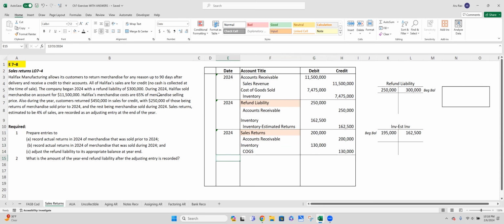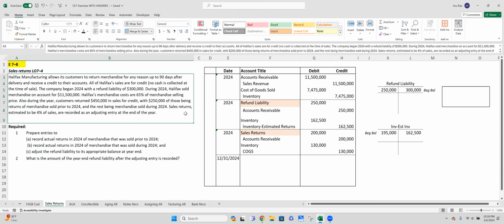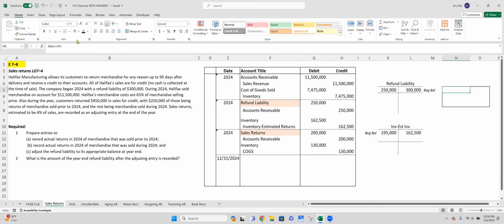Okay. Now finally, we will do the adjusting entry part C to decide what the refund liability should be for the end of the year. So last sentence given over here, sales return is estimated to be 4% of sales and recorded as an adjusting entry at the end of the year. So let's do our side note over here.